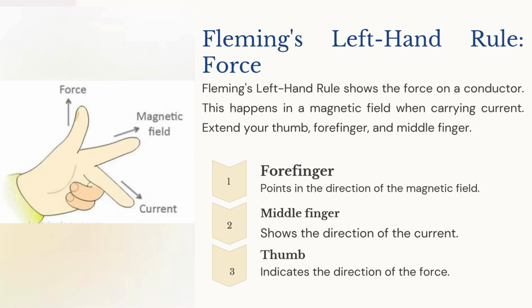Fleming's left-hand rule. Fleming's left-hand rule shows the force on a conductor. This happens in a magnetic field when carrying current. Extend your thumb, forefinger, and middle finger as shown in the picture. Forefinger points in the direction of the magnetic field. Middle finger shows the direction of the current. Thumb indicates the direction of the force.